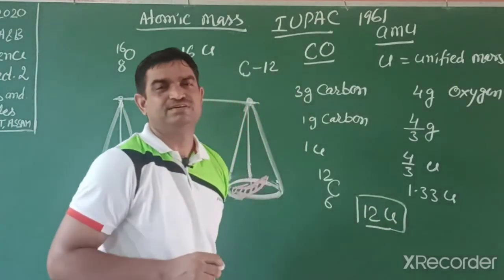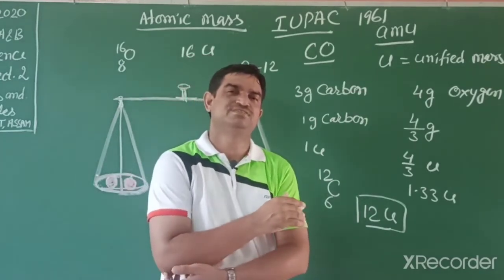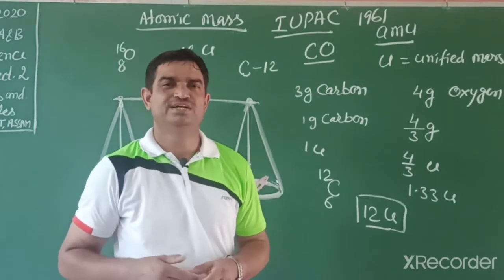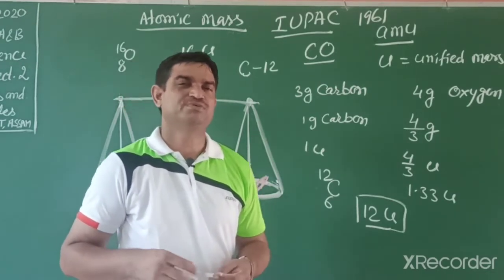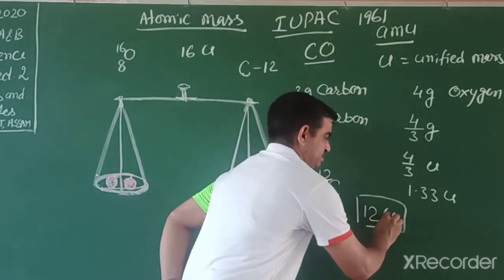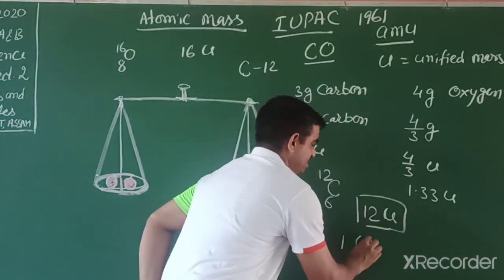How can we explain, students? When you go to any market, generally a fruit seller has no standard weight. How can he take the weight? And what is the definition of 1U? How can we define 1U?